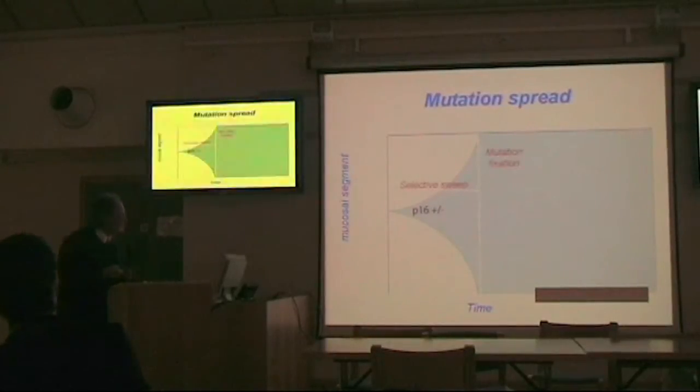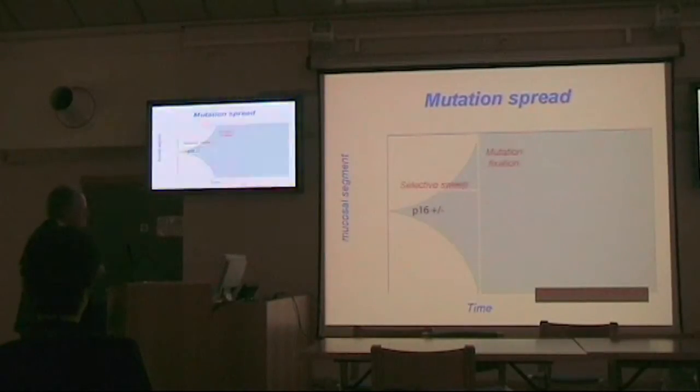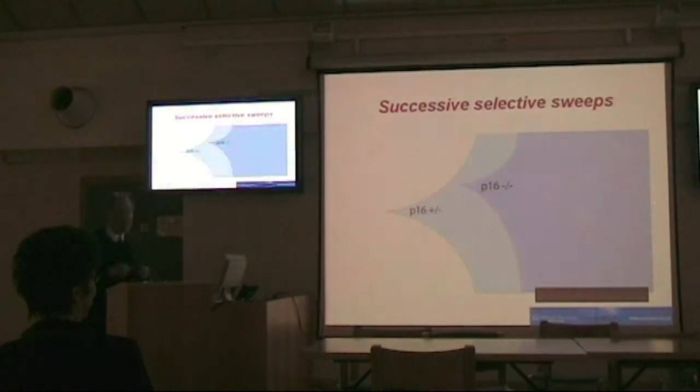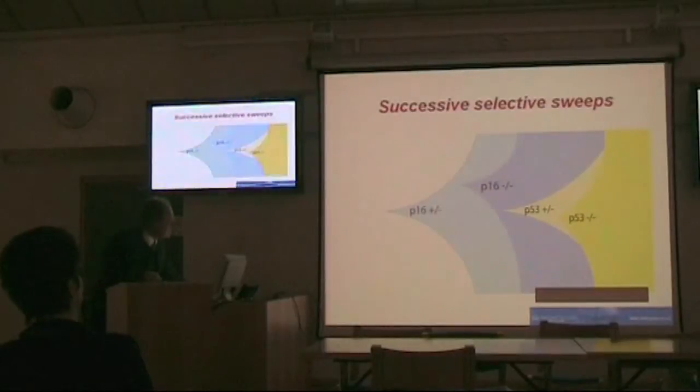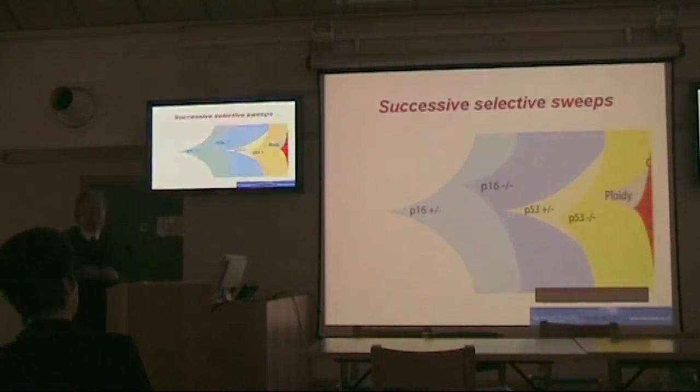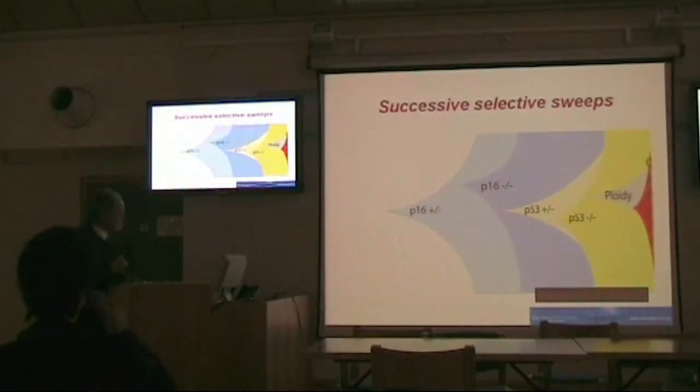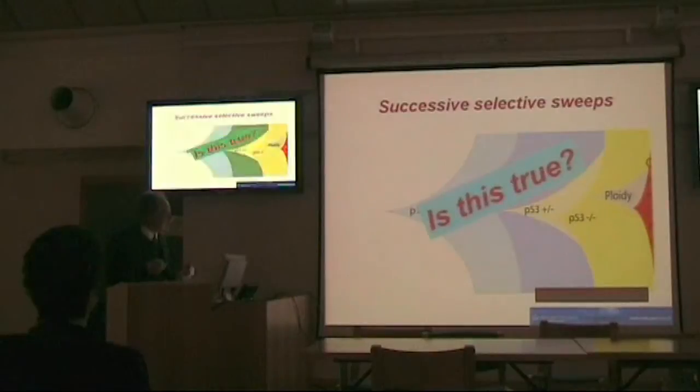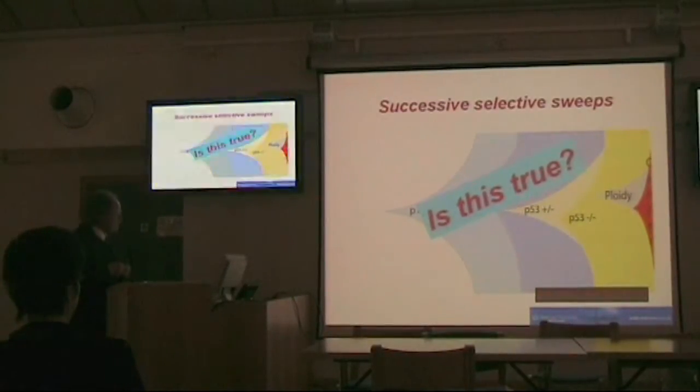And when it's finished, you get fixation of that mutation within the entire population. And that's very interesting, because that shows the mutation is there all the time. And then you will lose the next allele of P16, and that will spread through the epithelium to fixation. Then P53 will go, and then you'll get aneuploidy, and then you'll get cancer. So that's a way of looking at the way in which you get these successive selective sweeps and fixation of mutations. But is this true? Can we show this is true in the various models I've shown you?